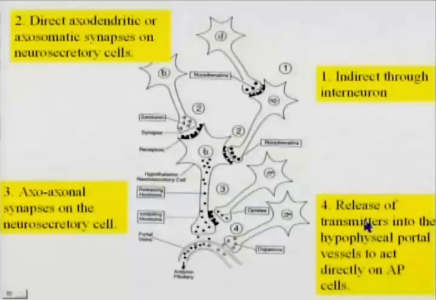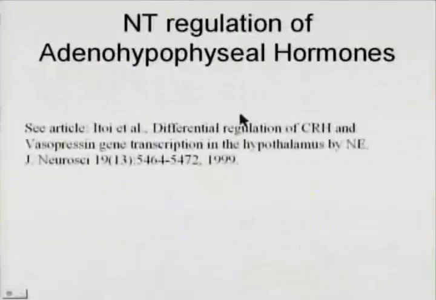And then finally, number 4, the release of a transmitter directly into the portal plasma and delivering it to the anterior pituitary to act directly on the target cells in the anterior pituitary. Then the neuroregulation of the adenohypophyseal hormones is what we will be viewing in the subsequent slides.